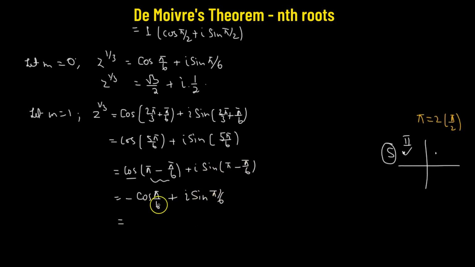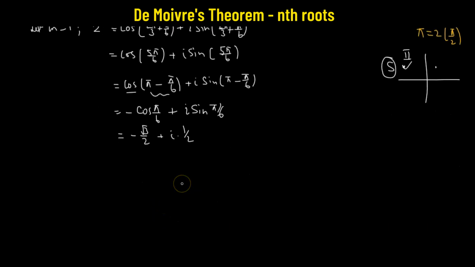Which is going to give us negative square root of 3 over 2 plus iota times half. So this is going to be the other root of a complex number. And then we are going to consider m value equals to 2. So instead we have z raised to the power of 1/3. So this will be equals to cosine of, so remember we had an argument theta given by 2 pi m over 3 plus pi over 6.